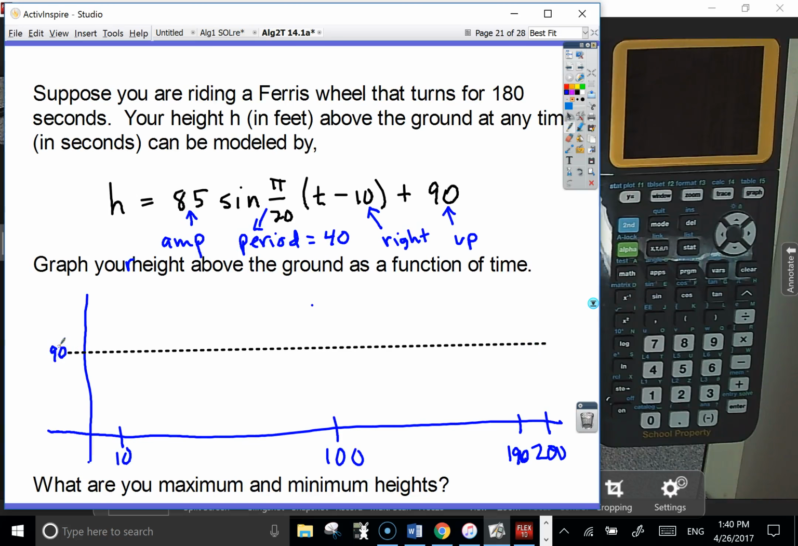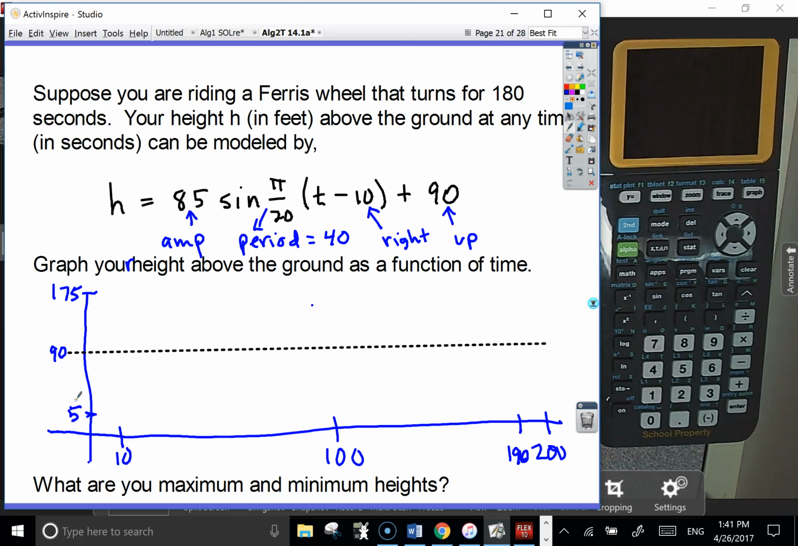Okay, the amplitude is telling you how far does it go above and below that line. Well, if it goes 85 above that line, then it goes up to 175. If it goes 85 below that line, it goes down as low as 5. So that means your head is 5 feet off of the ground. So pretty close to the ground.